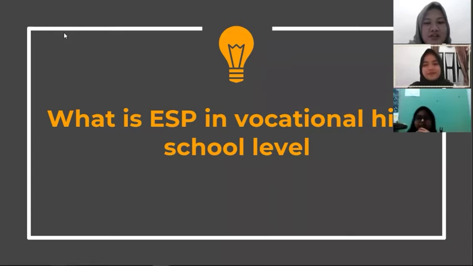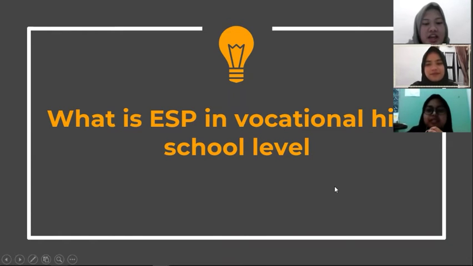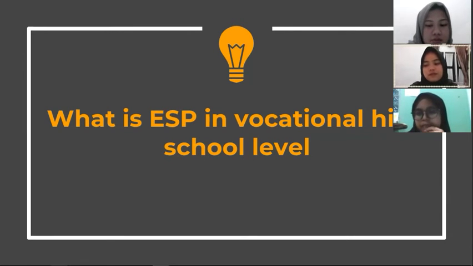What is ESP in vocational high school level? Okay, in a secondary level, English teaching is applied onto conventions. The first is that English is taught as a foreign language, which comprises four language skills and two language components, known as general English. And the second is that English is given to the student with specific ultimate goals to enable them to understand English written text in their field of study. This is known as English for specific purposes for the vocational high school level.